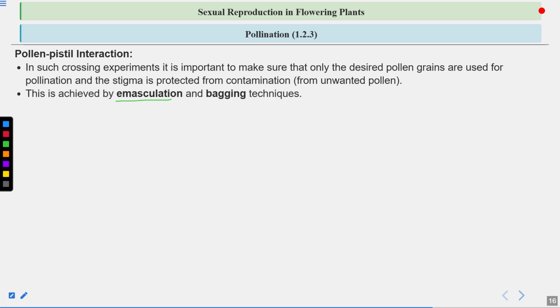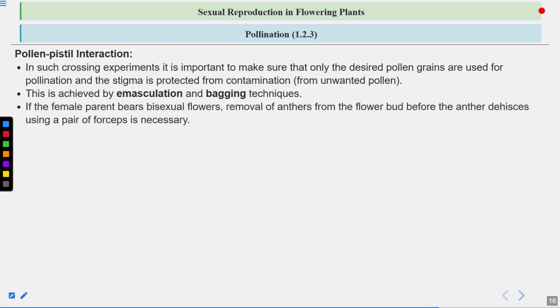So here what we can do is the process of emasculation. We can take a flower and take out all the anthers from it and make it a female flower. Once all the anthers are removed, it will be a female flower, and you can bag it so that another pollen grain could not come here and germinate on the stigma. That is the bagging process.